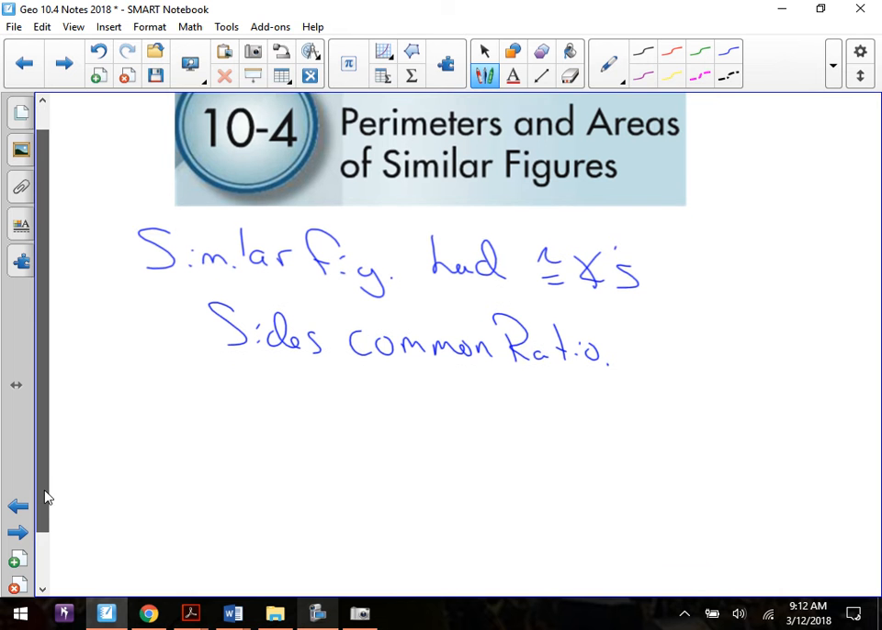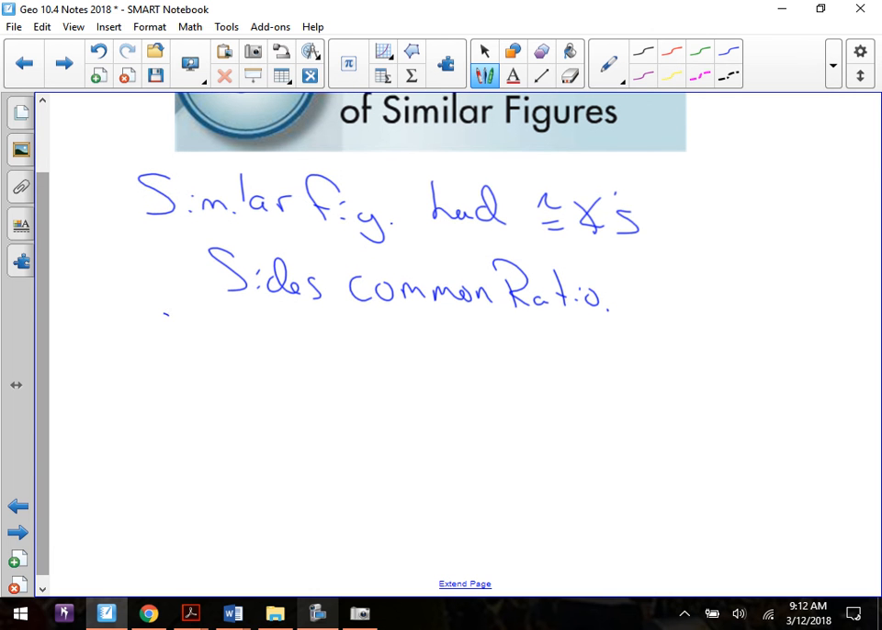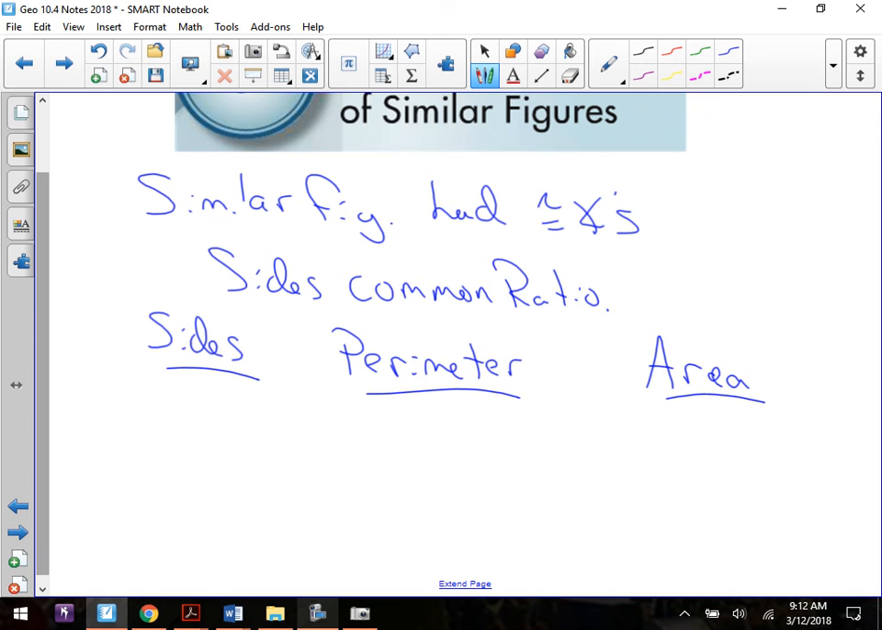So what we're going to do here is that if you have the sides, we had perimeter, and today we're going to talk about area, what the ratios of that would be. When we have the sides had that common ratio, remember it was called scale factor? Remember that? Once you start seeing this, you'll be like, oh, this is super easy.